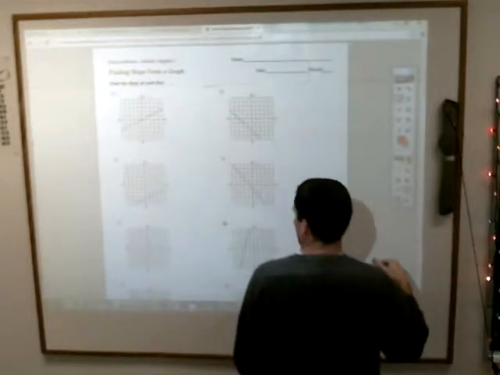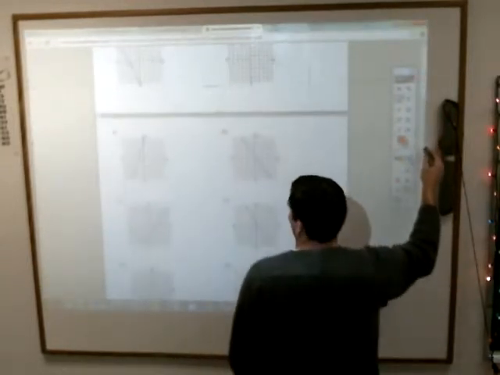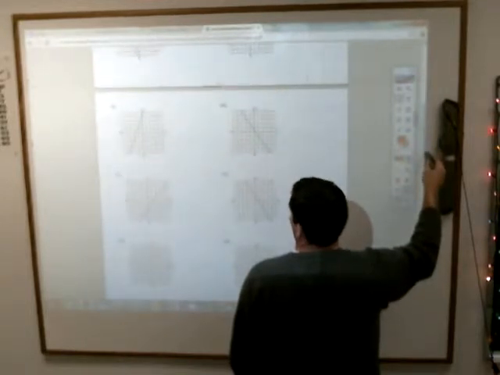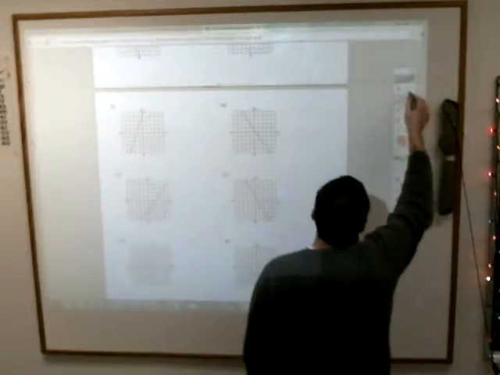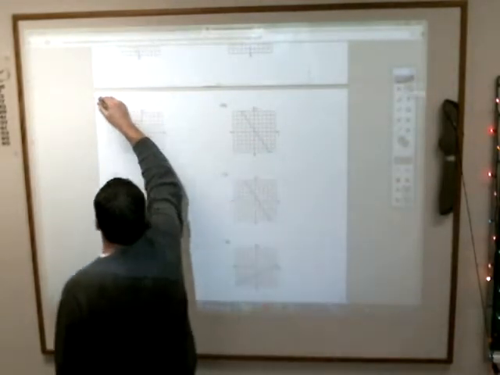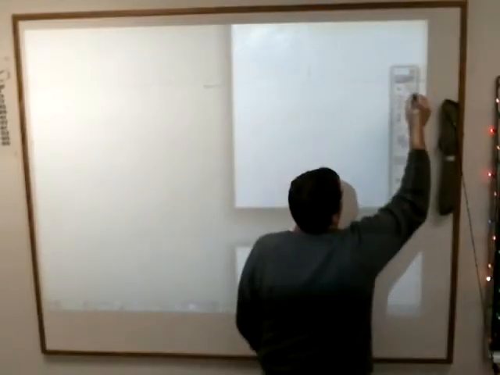Now, skip on ahead. I don't want to talk about the vertical and horizontal lines. I want you to go to problem number 9 and 10 on the back. Mostly because they don't give you 2 points, you have to figure out the points on your own. Because this is, for some reason, people struggle with this.